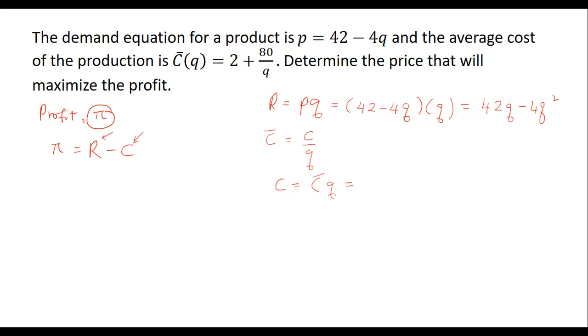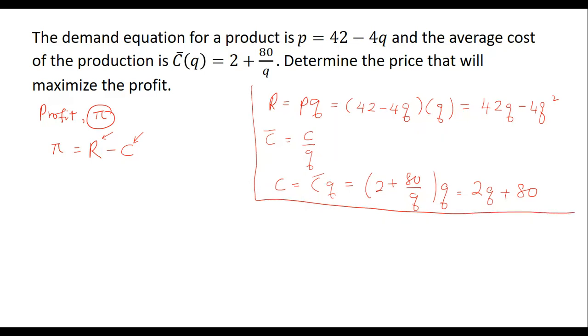And then your CQ is just 2 plus 80Q, and then you multiply with your Q, and now what you have is just 2Q plus 80. Okay, so I put that in this one because this is just the way for you to get back to your profit. All right, so actually your profit is just the implementation of your revenue minus your cost. Your revenue now is 42Q minus 4Q square, and then your cost now is just 2Q plus 80.